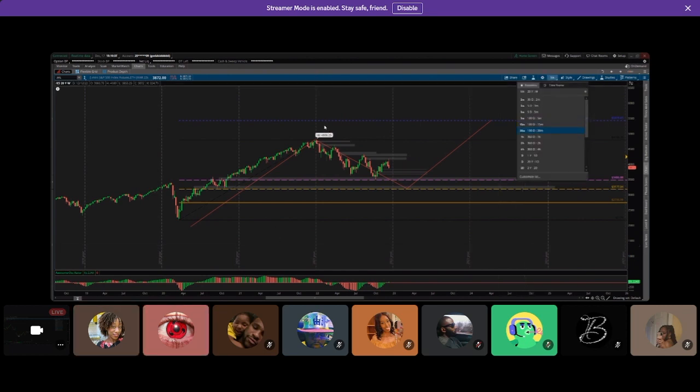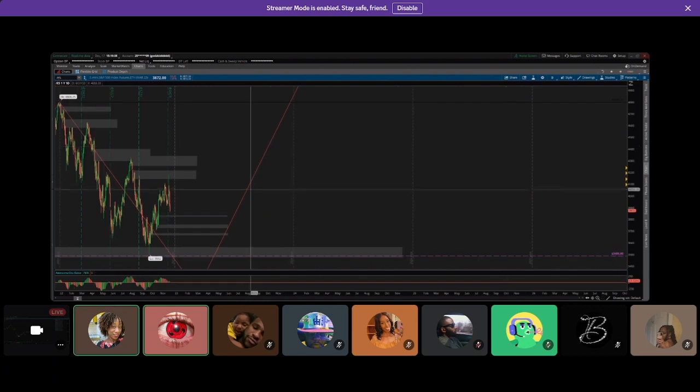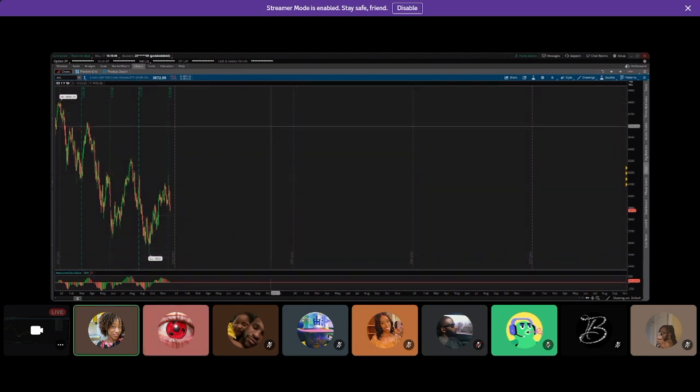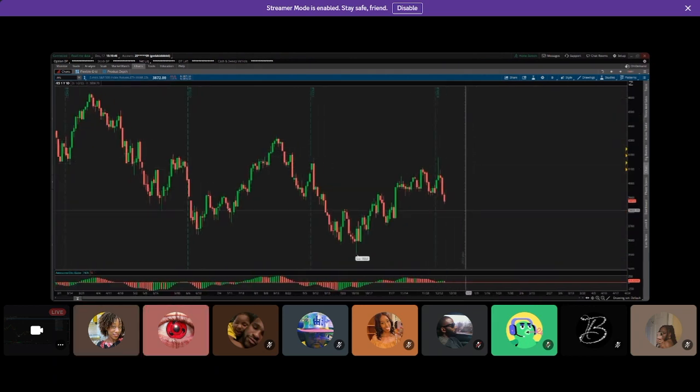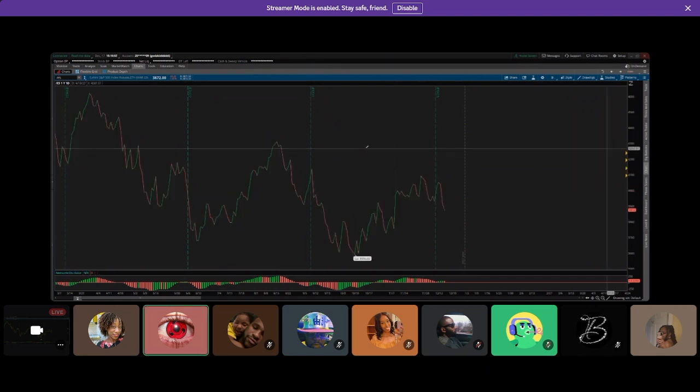I think that's enough information for now. Yes, I think we're all going to need to be doing some homework and practicing and journaling. Yeah, that's why you see my chart is clean, because that's how I trade. Actually, nothing else. Realistically, I don't even need a candle.